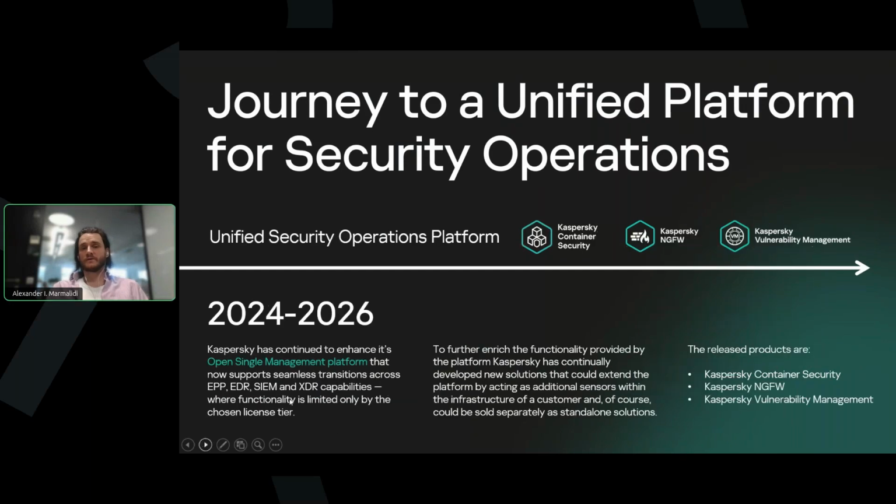And today, how we are continuing to extend our unified platform for security operations is that we are introducing new solutions that actually extend the platform by acting as additional sensors within the infrastructure of a customer. Of course, these products could be sold as standalone solutions, but here you can see some of the examples like container security, next-gen firewall, vulnerability management.